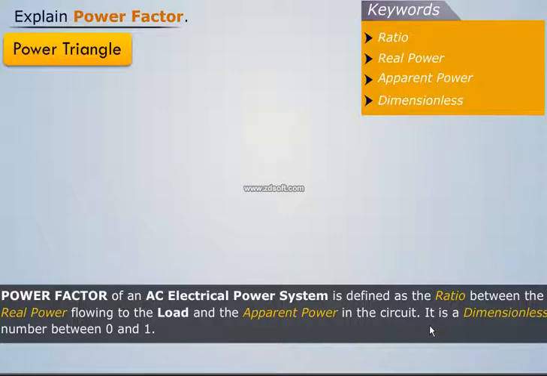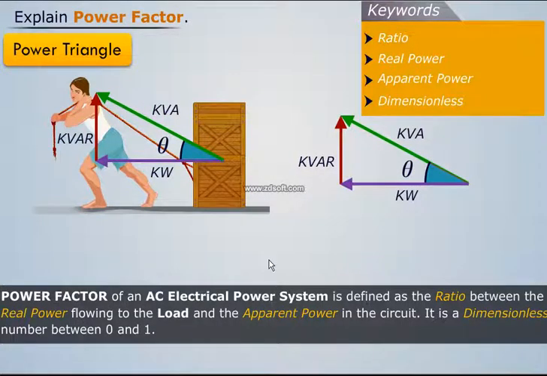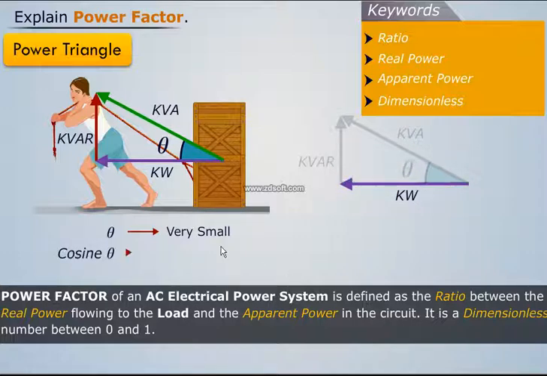Now let's see, if no power is wasted, then what will be the power factor? For this, let's consider the same example where the man was dragging a load. If the man doesn't have to waste any power along his body weight, then kVAR will be very small and will be approaching 0, while kW and kVA will be almost equal. And cosine theta will also approach 1. This implies that the power factor will approach 1.